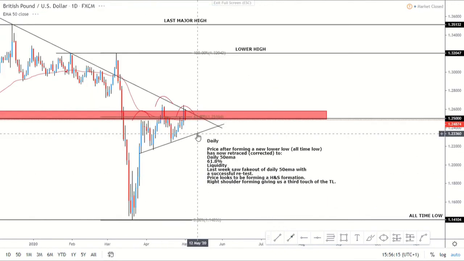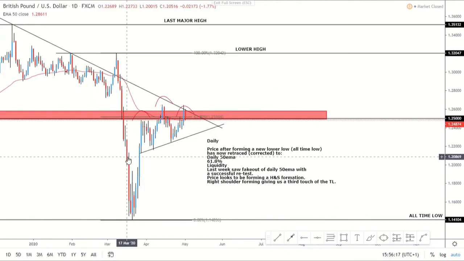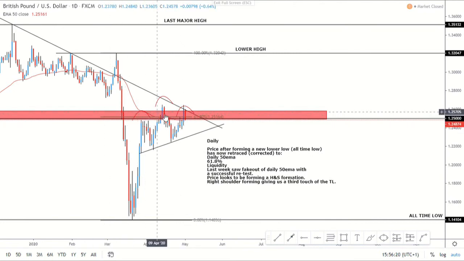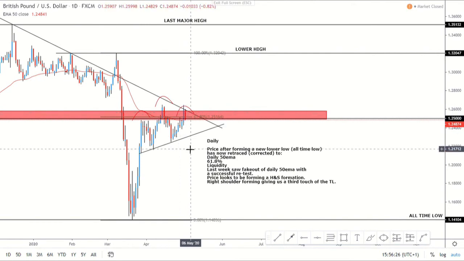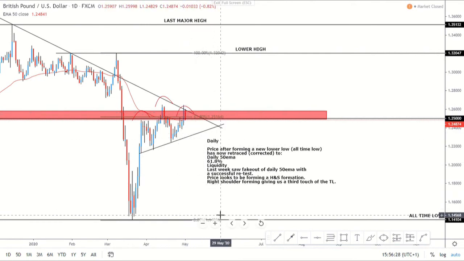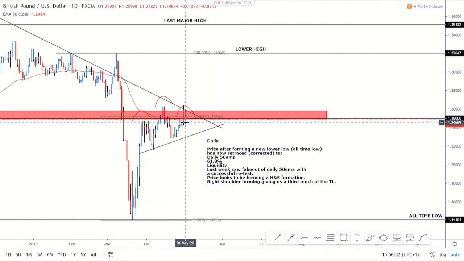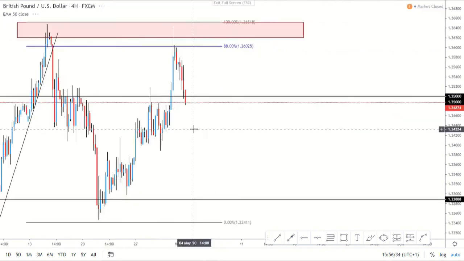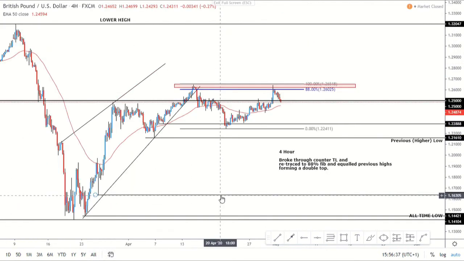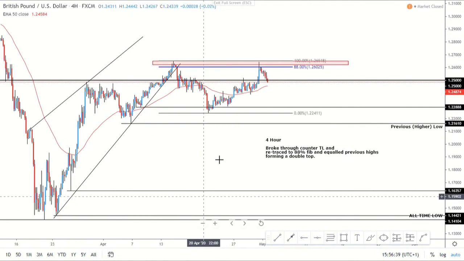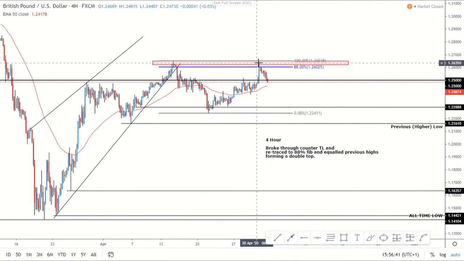So now going on to the daily, we can just see this head and shoulders formation. So the right shoulder forming within this area of liquidity, as we said last week, on the 61.8 and giving us that touch of the trend line. So now just looking for price to break out of the neckline, retest, and then come down to the downside. And of course, we are sitting right on that 50 MA at the moment, but I expect price to break that.